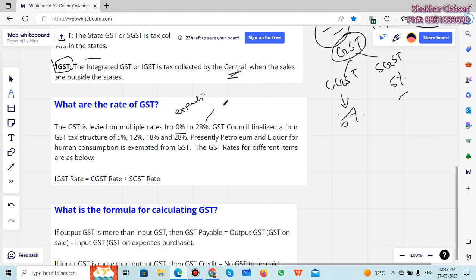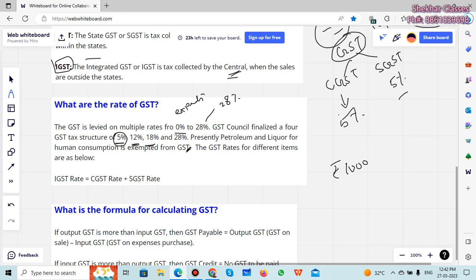Or it can be up to 28% maximum. So maybe 5%. For example, if you buy any furnishing items, it will be 5% tax, depending upon the price of that item. If it is below 1000 rupees, then you have to pay 5%. If it is 1000 and above, then you will have to pay 12%. So there are different slabs for it.